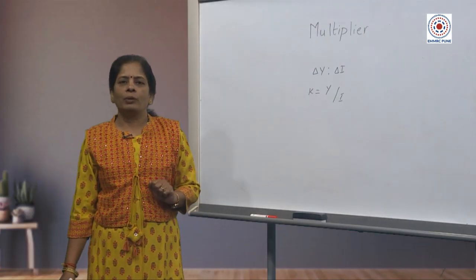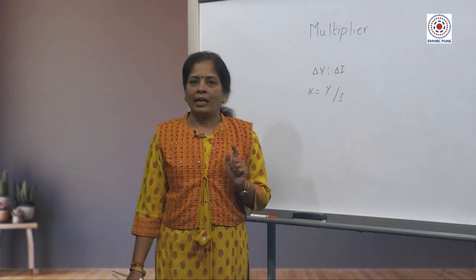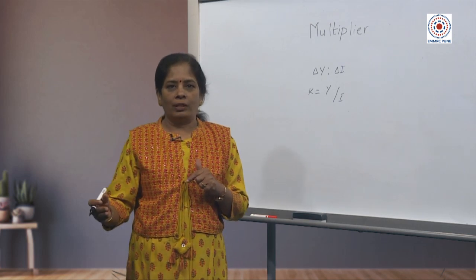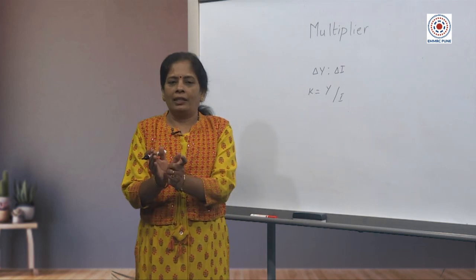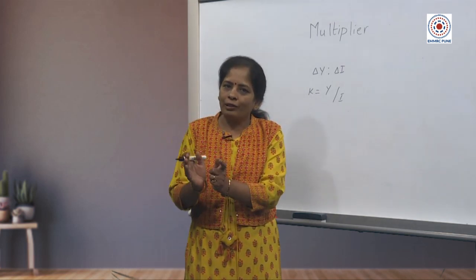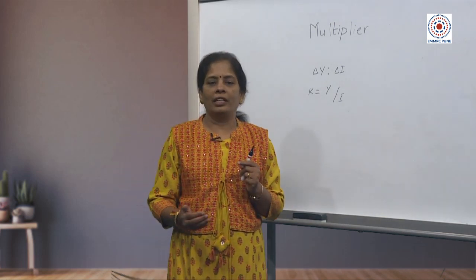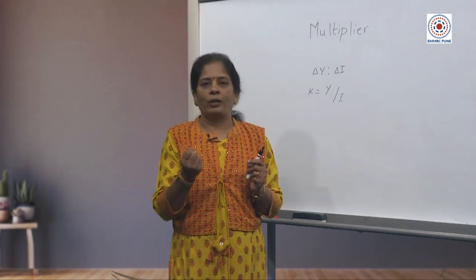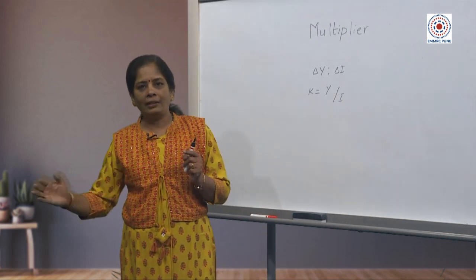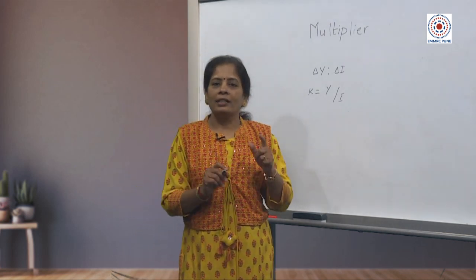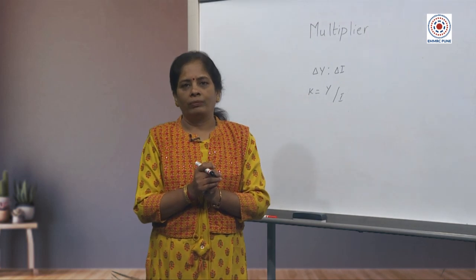The main force behind the multiplier is the consumption function. That is, with an increase in investment outlay, income increases. With an increase in income, consumption also increases. Consumption expenditure is an additional income to the factors of production which are used for production of goods and services. Therefore, there is an increase in income because of induced consumption.